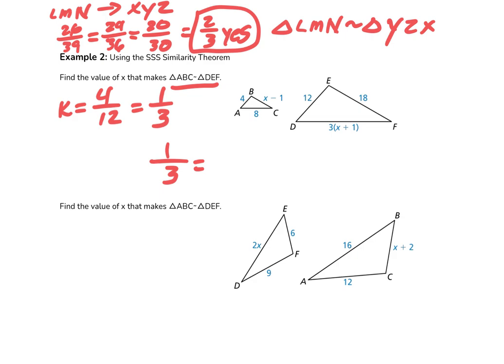We're trying to find the value of x. Okay? And if I had to choose, would I rather use BC or would I rather use DF? Because both of those have x's in them. Which, okay, how come?